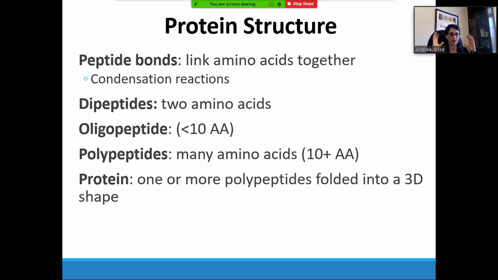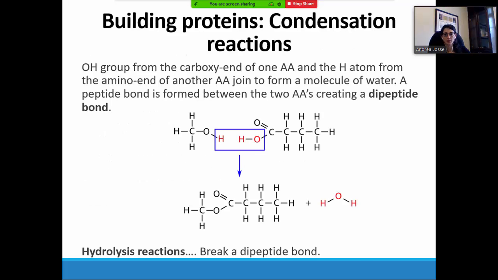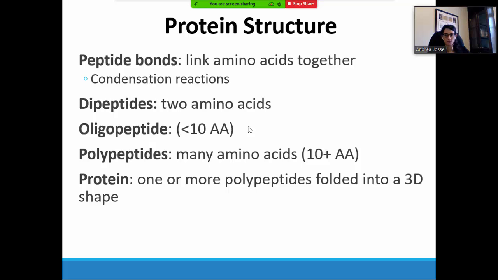An amino acid chain that's less than 10 amino acids is called an oligopeptide. And a polypeptide is what we call a protein that has many amino acids in a row. So in this case, it's 10 or more. And then a protein is one or more polypeptide chains folded into some 3D shape. Okay?